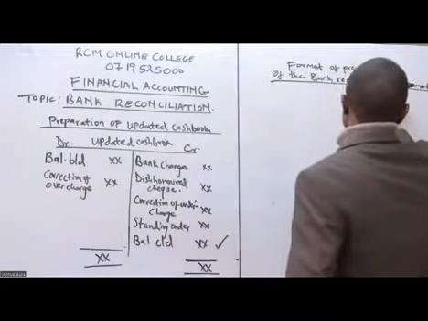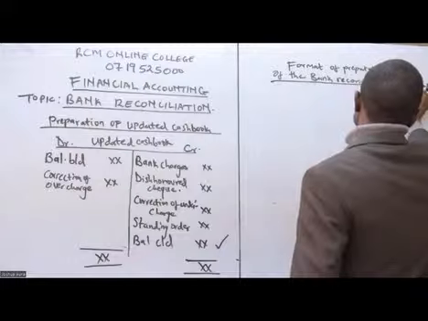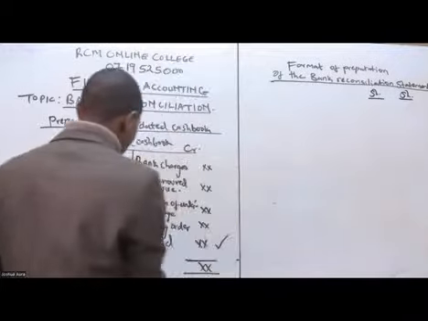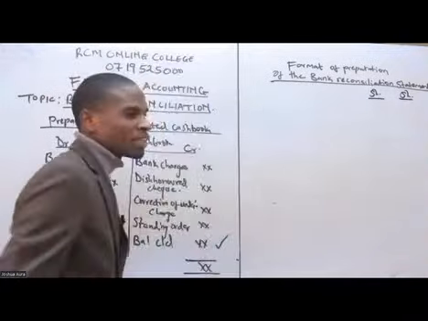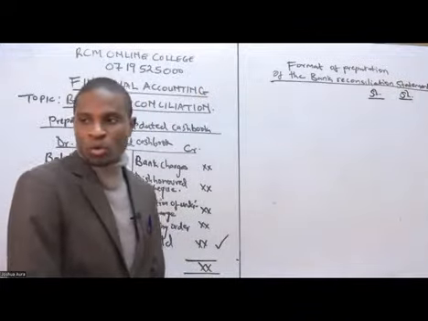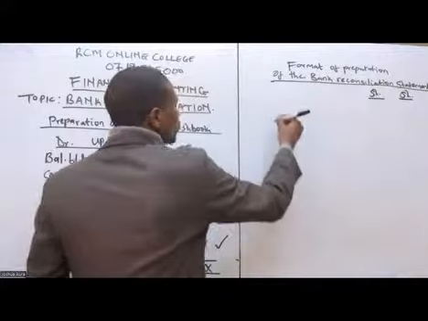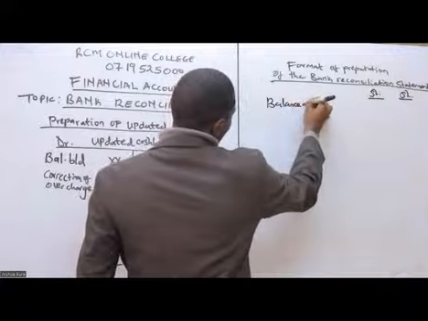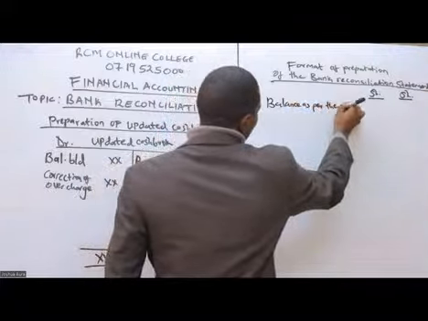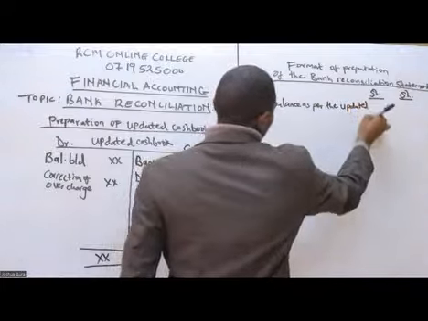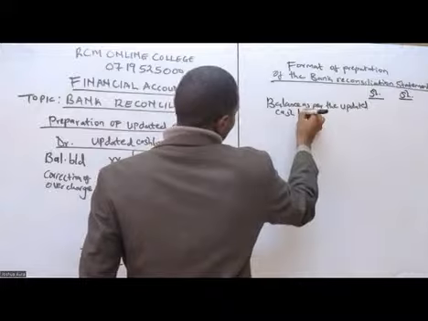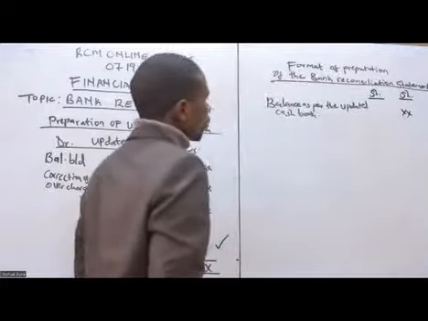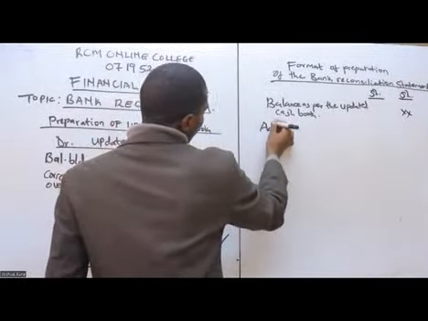So the balance as per the updated cash book is what we start with, in shillings. This is format number 1. I said that we have 2 formats to do this. So balance as per the updated cash book. You just place your balance on the second column.